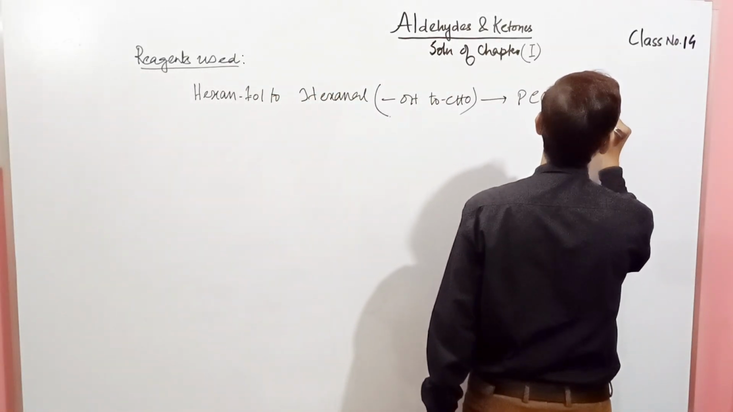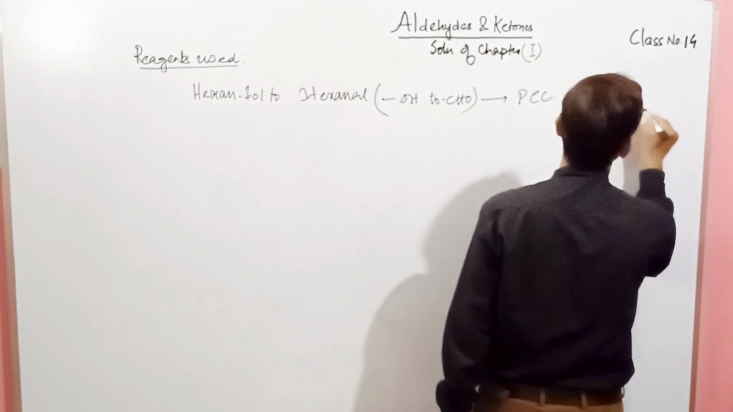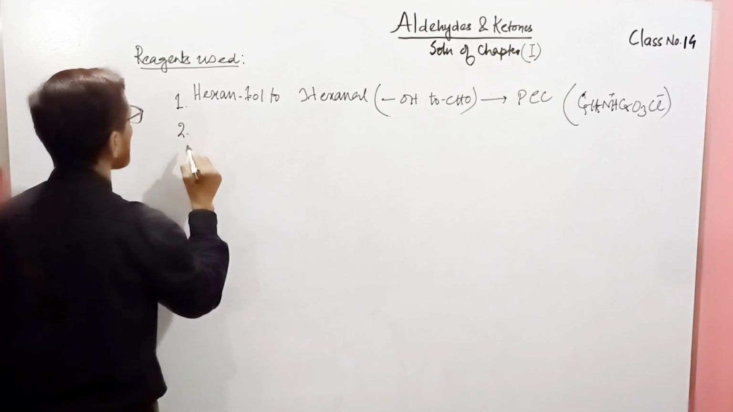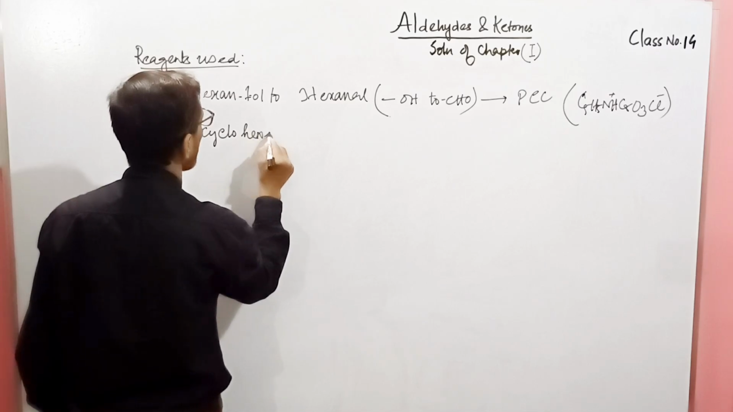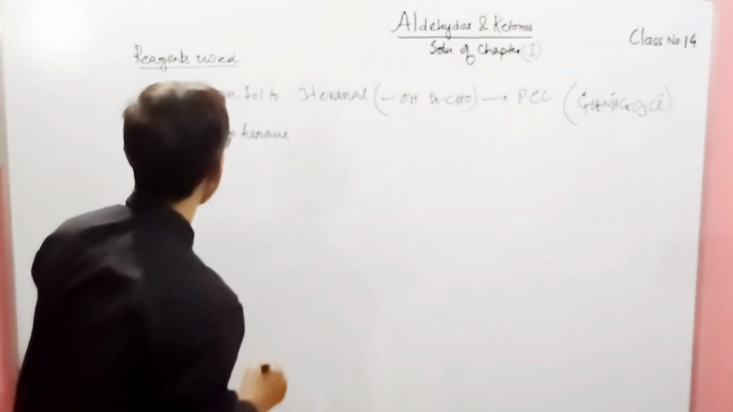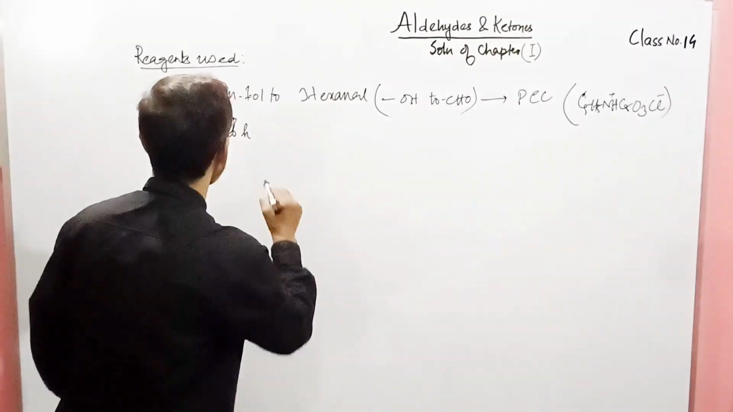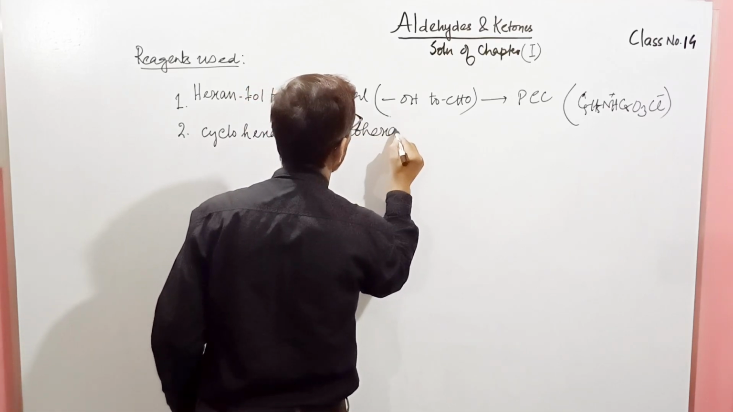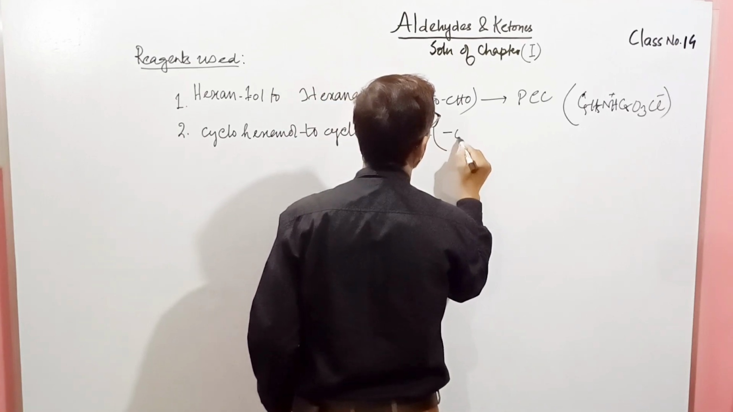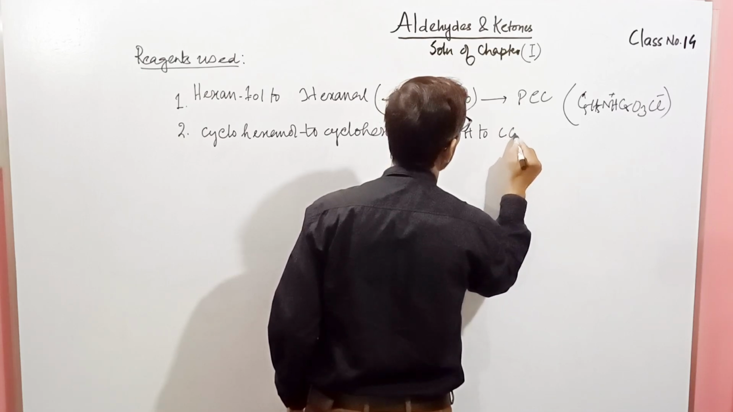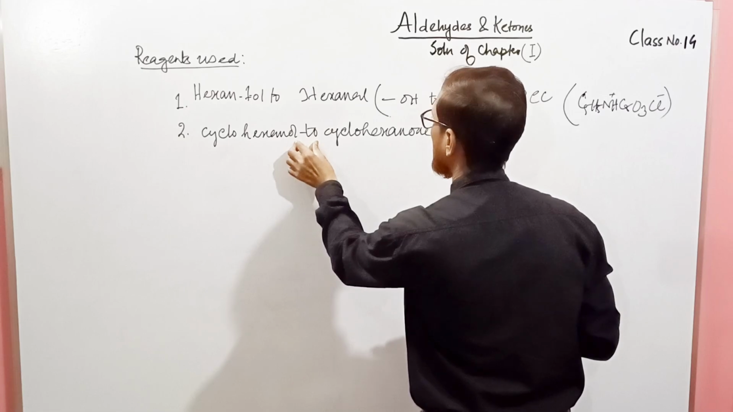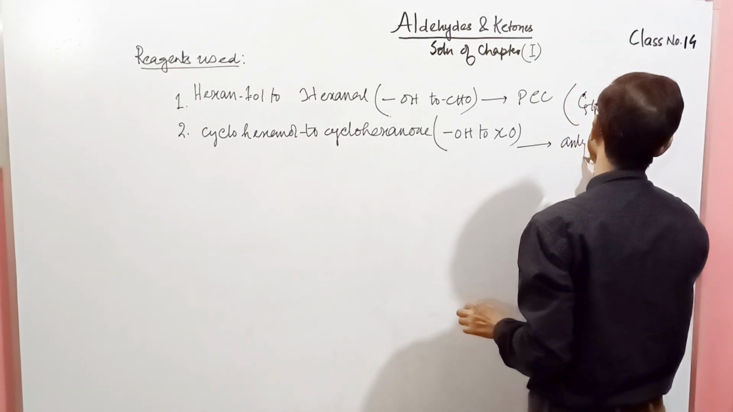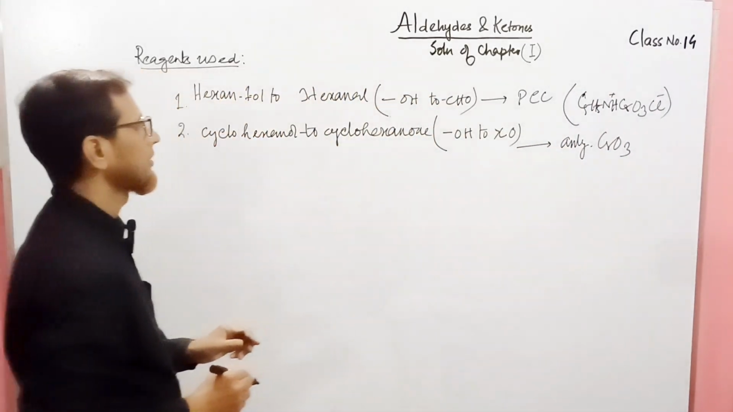The formula C5H5NH, I have shown you earlier, PCC. Number 2, cyclohexanol to cyclohexanone, means OH to C=O. Am I right? Cyclohexanol to cyclohexanone. We need chromic anhydride, CrO3.